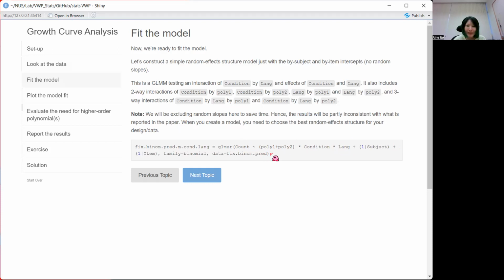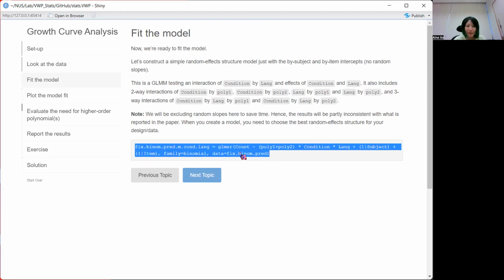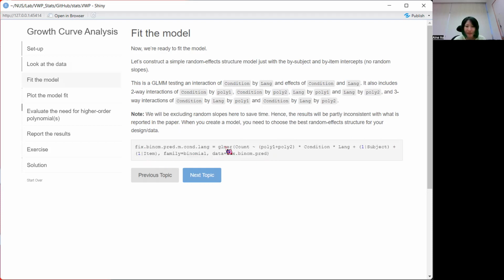So we can just run this. This is specifying the generalized mixed effects model. The dependent variable is the count in your dataset, and this is what we want to test, plus the random effects here. Then I set the family to binomial because our data is binomial, either 1 or 0. And this is the data we're using. Okay, so we can fit this and then go to the next topic.